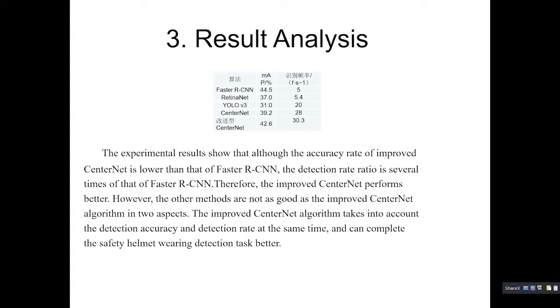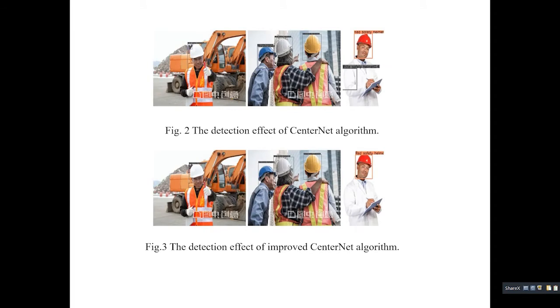However, the other methods are not as good as the improved algorithm in two aspects. The improved algorithm takes into account the detection accuracy and detection rate at the same time, and can complete the safety helmet wearing detection task better. This is the detection effect of the original algorithm. Figure 2 and figure 3 show the detection effect of the improved algorithm.